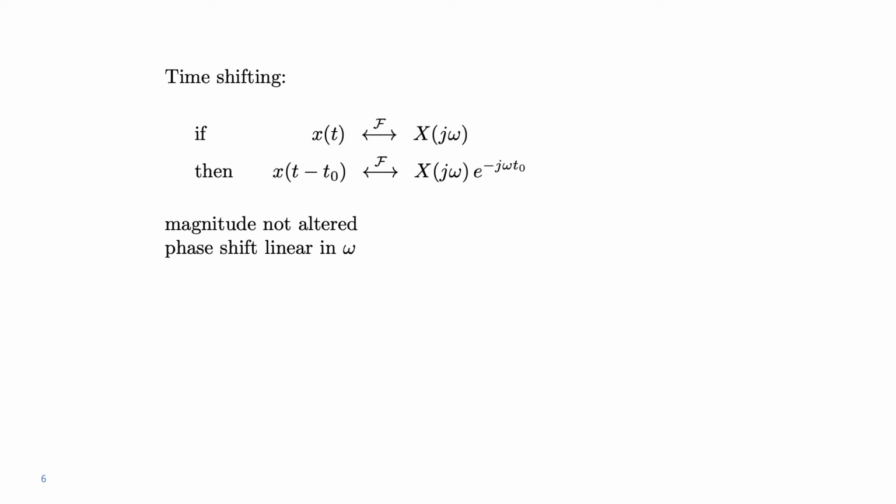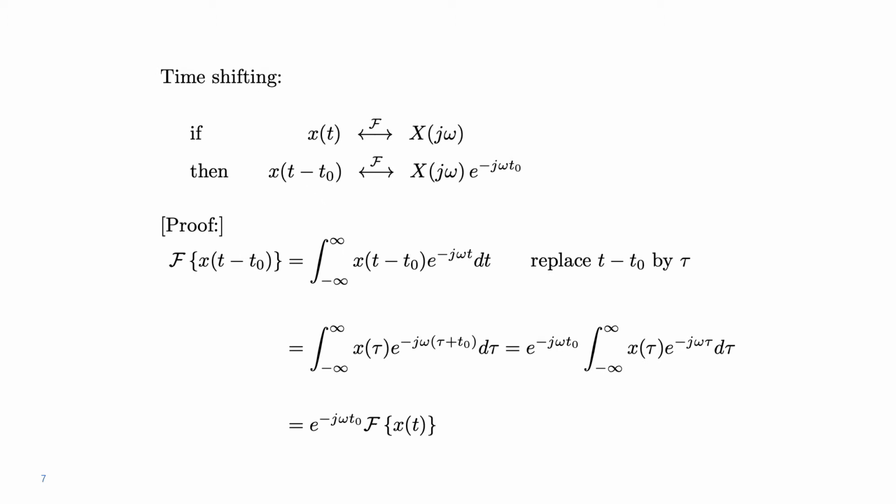So notice that the magnitude of x of j omega, which is a complex function of omega, is not altered, but there is a phase shift introduced, which is linear in omega. The phase shift, to be precise, is minus omega t0, so it's linear in omega. The larger t0, the larger the phase shift. Can we prove this relationship? It's actually quite easy if we want to do this exercise.